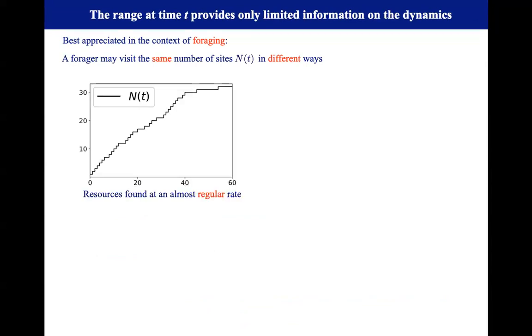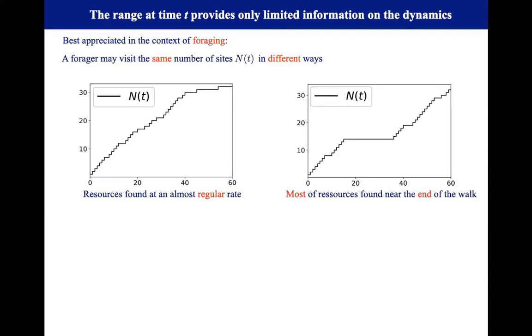However, the range at time t provides only limited information on the dynamics, and I think this is best appreciated in the context of foraging I just mentioned. Actually, a forager may visit the same number of sites, but in very different ways, and this is just because N of t is an integrated quantity. So here is a first realization of a trajectory of the forager that leads to a given amount of food collected at a given time, and a second trajectory leading to the same amount of food collected at the same time.